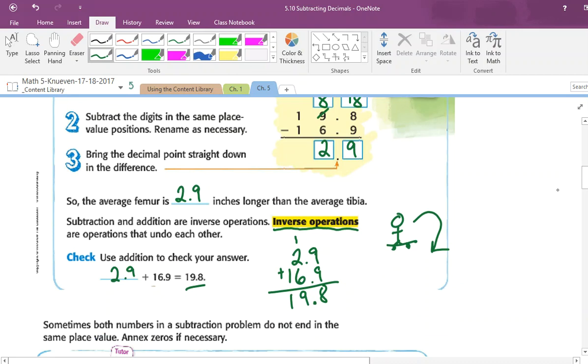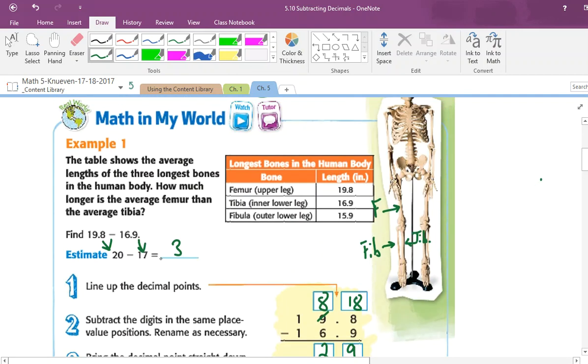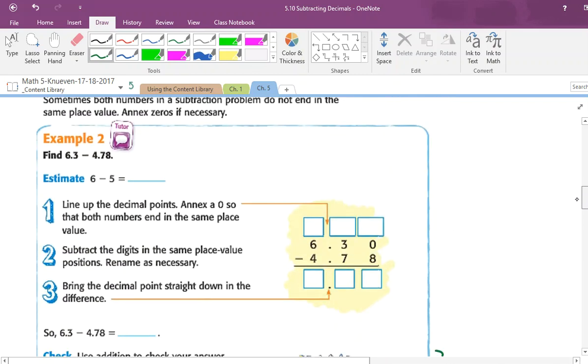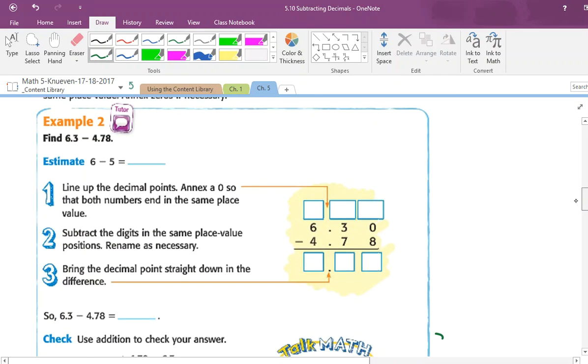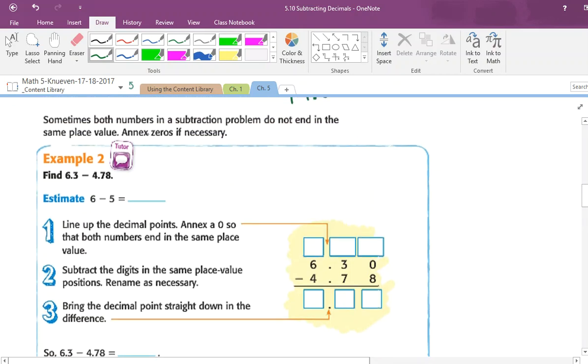And then also we could think of our 2.9 as a pretty reasonable answer compared to our estimation of 3. Alright, sometimes we won't have numbers that always have every place value that match up. So in this case, we're going to have to annex zeros in our work. So annexing 0 would be necessary.